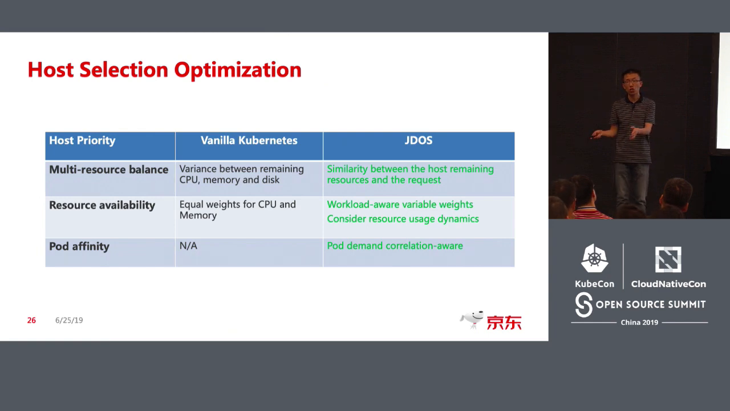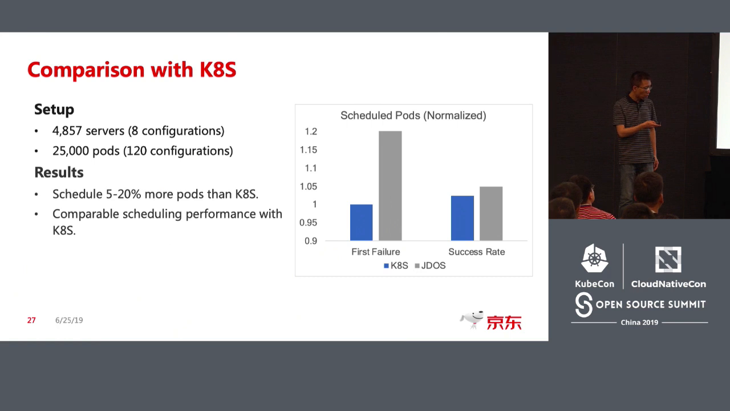The second is resource availability. It has equal weights for CPU and memory, but with workload-aware weights and resource usage dynamics, we can adjust it. If it is a CPU-intensive workload, we can give it a higher priority. We also take affinity into consideration, like pod affinity and pod demand correlation awareness. So this is a comparison with Kubernetes.